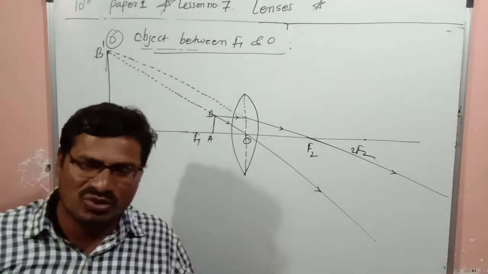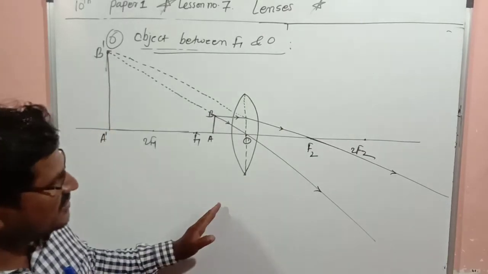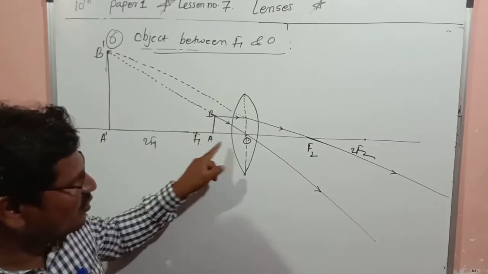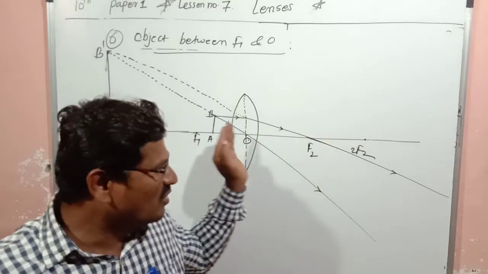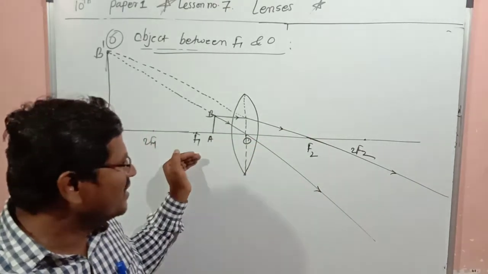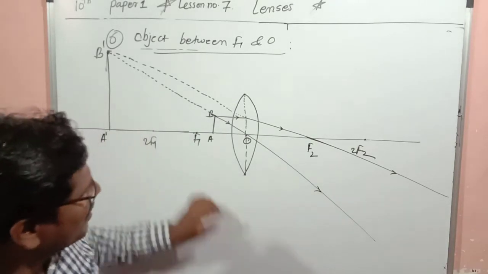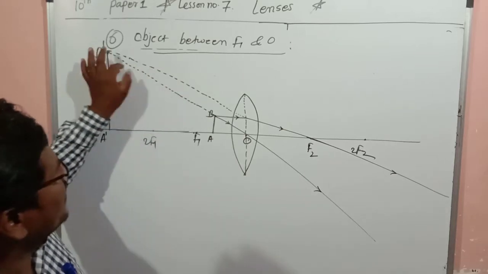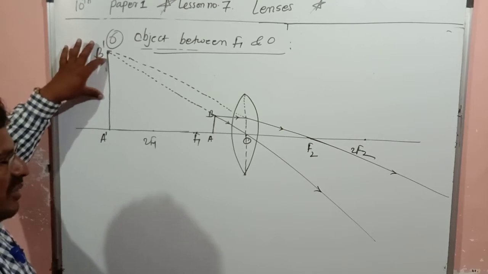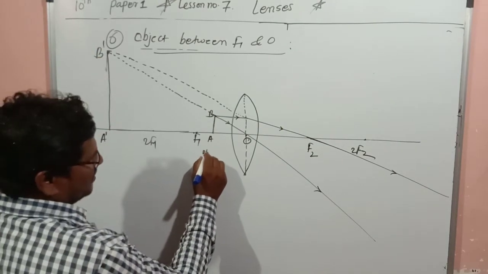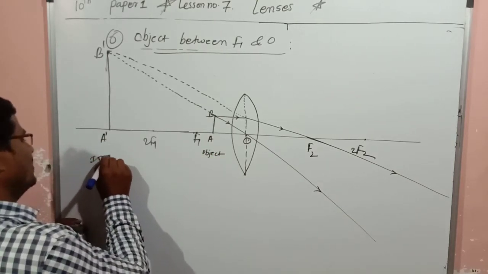The 6th position is most important because there is a little change here. When you keep the object between F1 and O, the first light ray goes parallel to the principal axis, and after refraction it passes through the principal focus. The second light ray passes through the optical center; it does not change direction, it goes straight. And if you extend these two light rays backward, they will meet at a single point. So here will be the image. This is the object, and A dash B dash is the image.